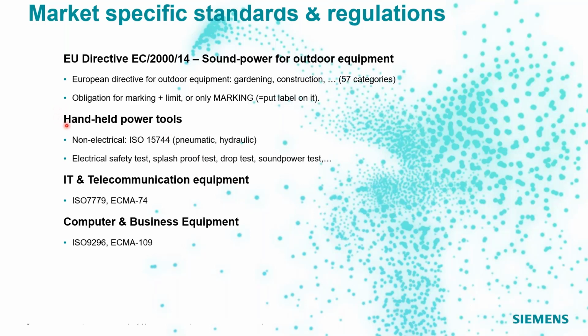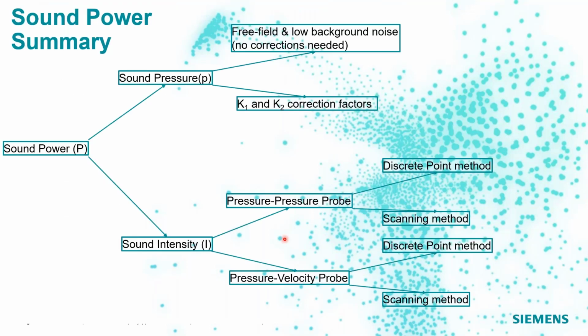For example, for hand power tools, there is an ISO 15744 standard that is specific to that, defining how to do the measurements and how many points to do the measurements and such. So there are some general standards also, but there are some industry specific standards also for that. So now we talked about different terms when we talk about sound intensity and sound power.